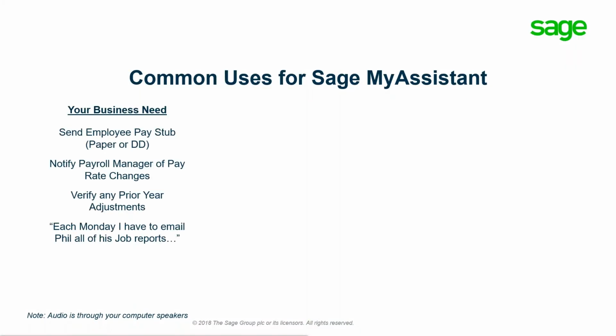We assess this business need, right? With MyAssistant, like I said, it can do a whole lot, but what are you wanting to answer or solve within your business with these notifications? Is it sending out payroll stubs to your payroll employees, notifying a payroll manager of some pay rate changes within your company? Not only as changes are being made, but maybe when changes need to be made at the end of the year or beginning of a new year. Like I showed you those prior year adjustments, or each Monday, Phil needs this report for his job.